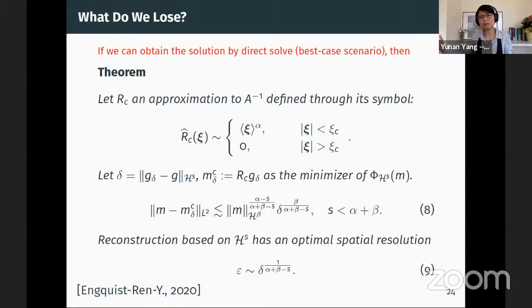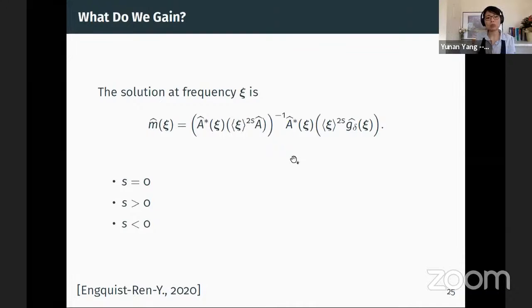And especially for linear problems, if your data focus on the lower frequency, your model reconstruction inevitably will also focus on the lower frequency and ignore the higher frequency. So then what we lose is the resolution. And the other way around, let's see what we get if we have high frequency noise.